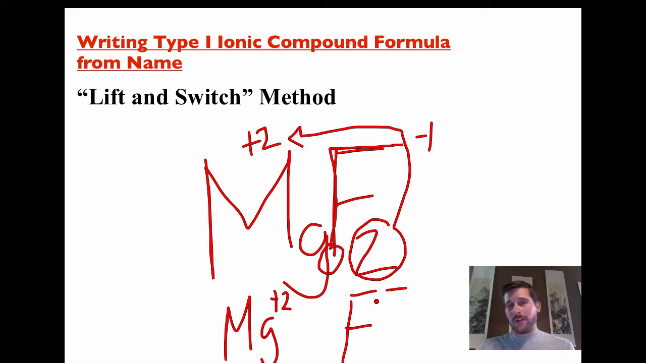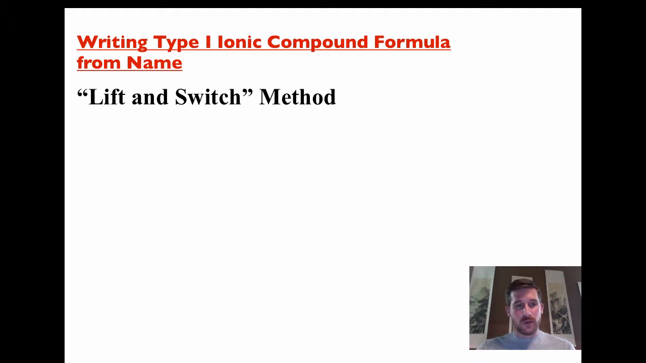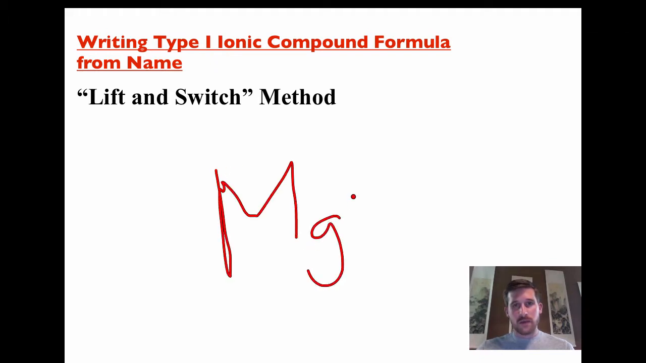Now, I don't really need to worry about this so much right now with type 1, but it's something we'll practice with type 2 a lot. So really just naming this, let's clear this and go back to our formula, MgF2. All we need to do here, guys, is say, all right, what's my metal? Magnesium. What's my nonmetal? Fluorine. I'm going to change it to fluoride. Done. Okay.